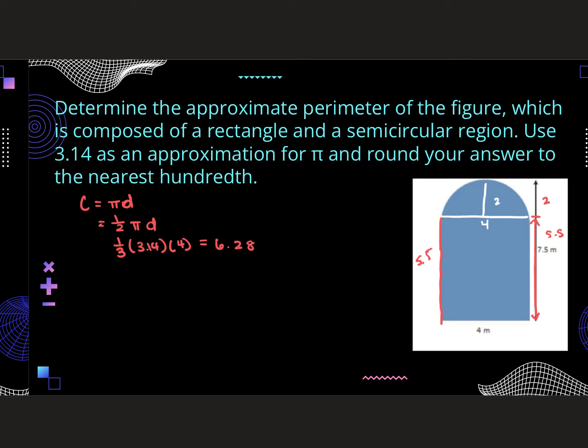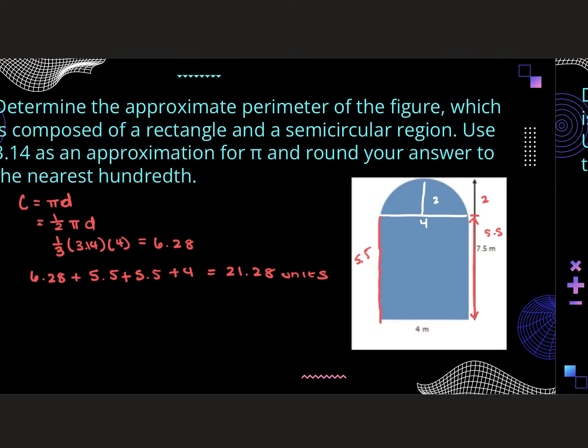So now we're going to add up the circumference of our semicircle plus our 5.5 plus our 5.5 plus 4, which is going to give us 21.28 units.